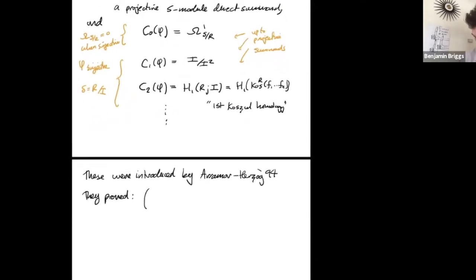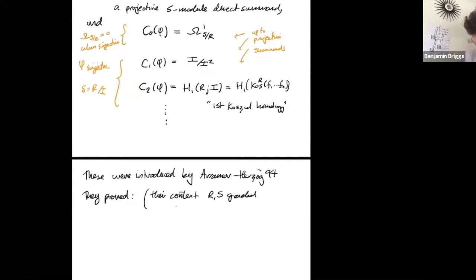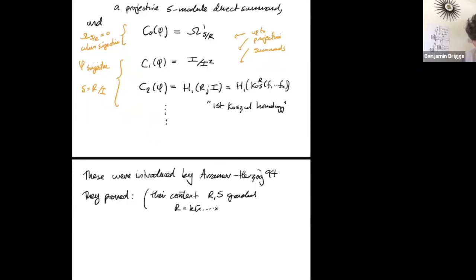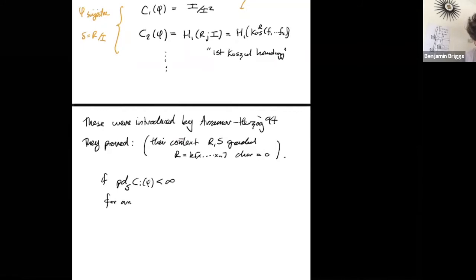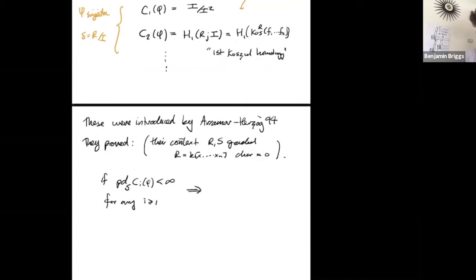So in their context, remember, R and S are graded, and R is always some polynomial ring like this over a field of characteristic 0. And in that context, they prove that if the projective dimension over S of any of these things at all is finite for any I greater than or equal to 1, then you have a complete intersection homomorphism.